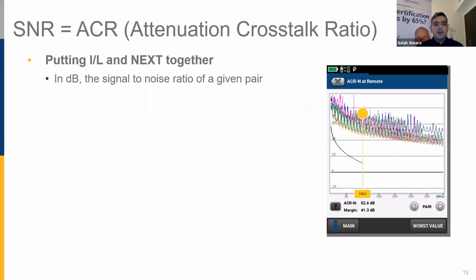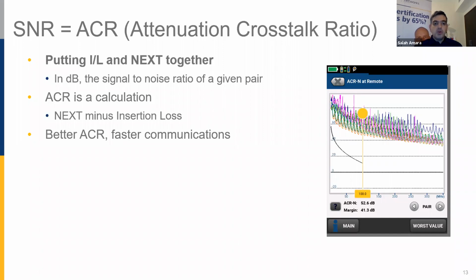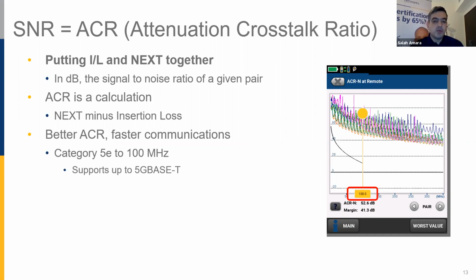Now the most important part, and that's what we care about, is the signal-to-noise ratio, or what we call attenuation crosstalk ratio. By definition, it's the signal-to-noise ratio for a given pair, and it's a calculation. There is no direct measurement of attenuation crosstalk, because we measure the NEXT and we measure the insertion loss, so we are able to derive a value for the attenuation crosstalk. And for sure, a better attenuation crosstalk means faster communication. So when we talk about Cat5e, up to 100 megahertz, that supports 5 gigabase.